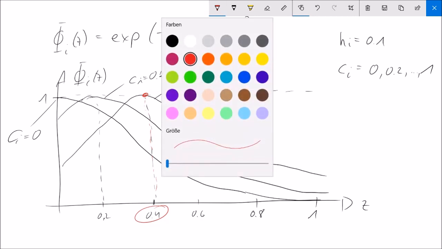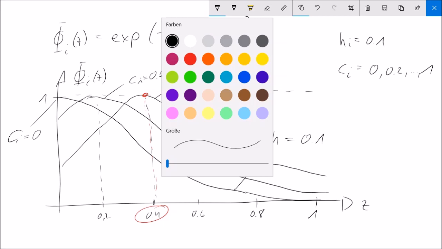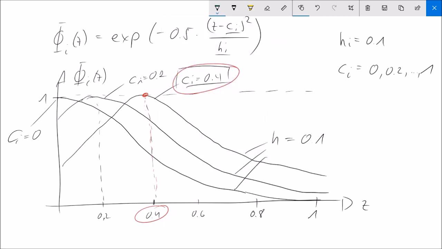But what does the h do? The h defines the width of the radial basis function. These radial basis functions are simply with h equal to 0.1. Let me point this out with green. When we now define another h, for example 0.01, then the width of the radial basis function gets much smaller. So, for example, we could draw this here.